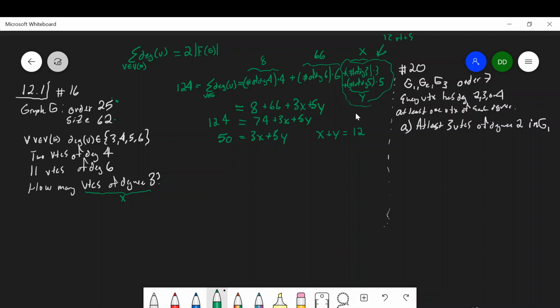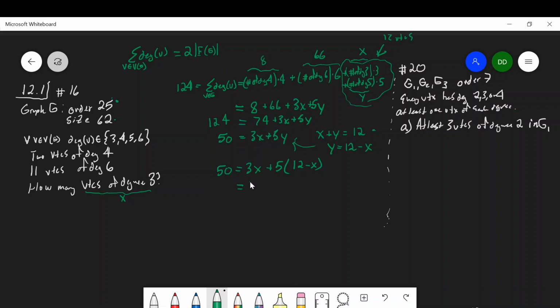So I want to have x equal to something. And so what I'm going to do is solve for y in this equation and then substitute it over into this one. So this is y equals 12 minus x. And I'm going to go ahead and substitute that in for y over here. So this tells me that 50 equals 3x plus 5 times 12 minus x.